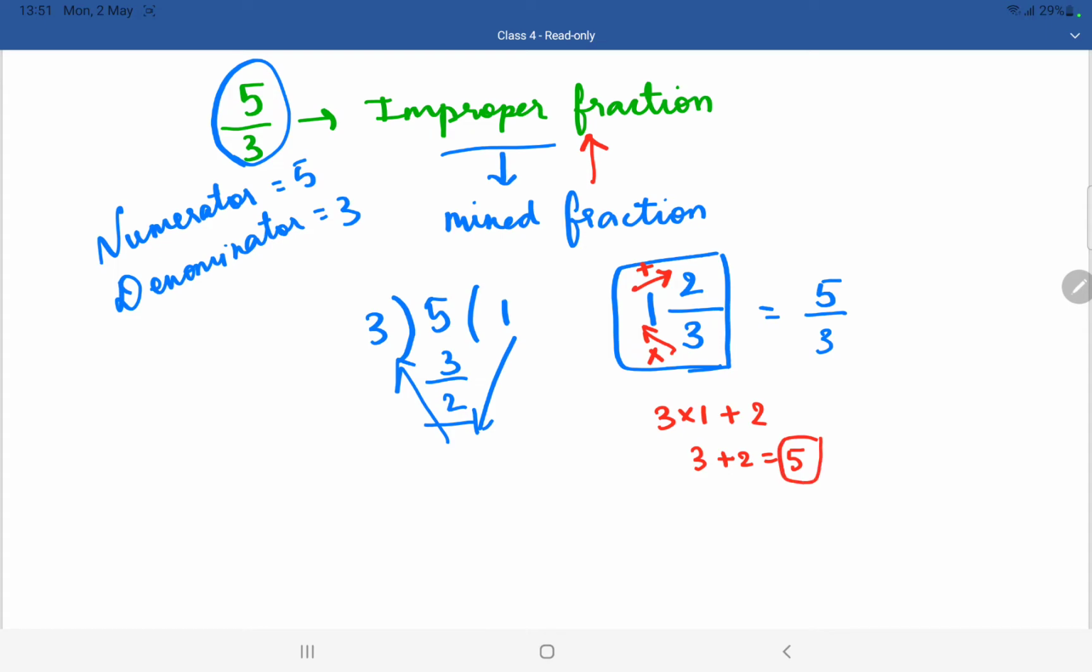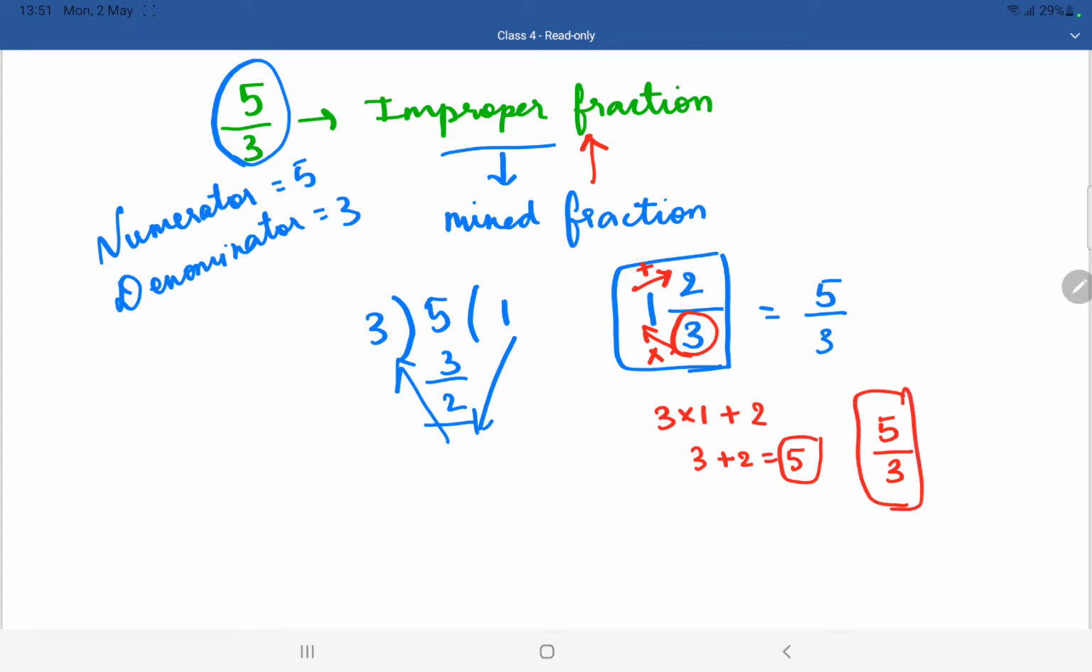Whatever answer you get here, you should put it as the numerator, and I told you, what should you put as the denominator? The same denominator. Did I get the same answer? So I got 5 by 3 only, right? I got 5 by 3.